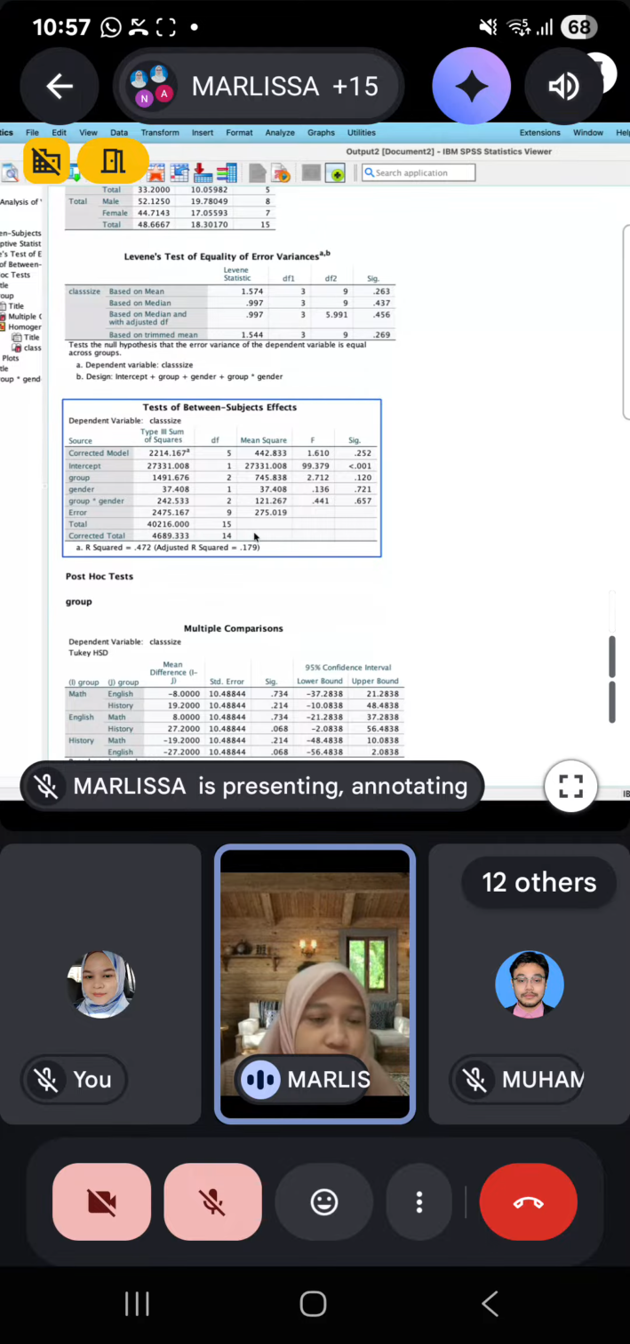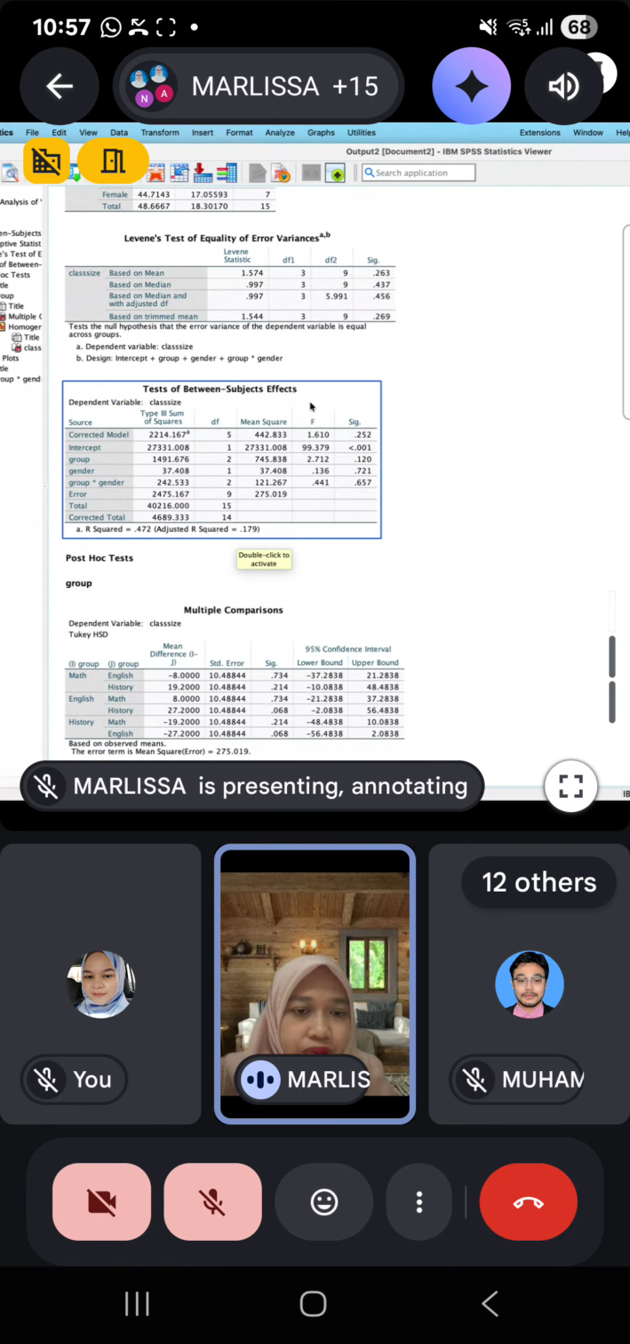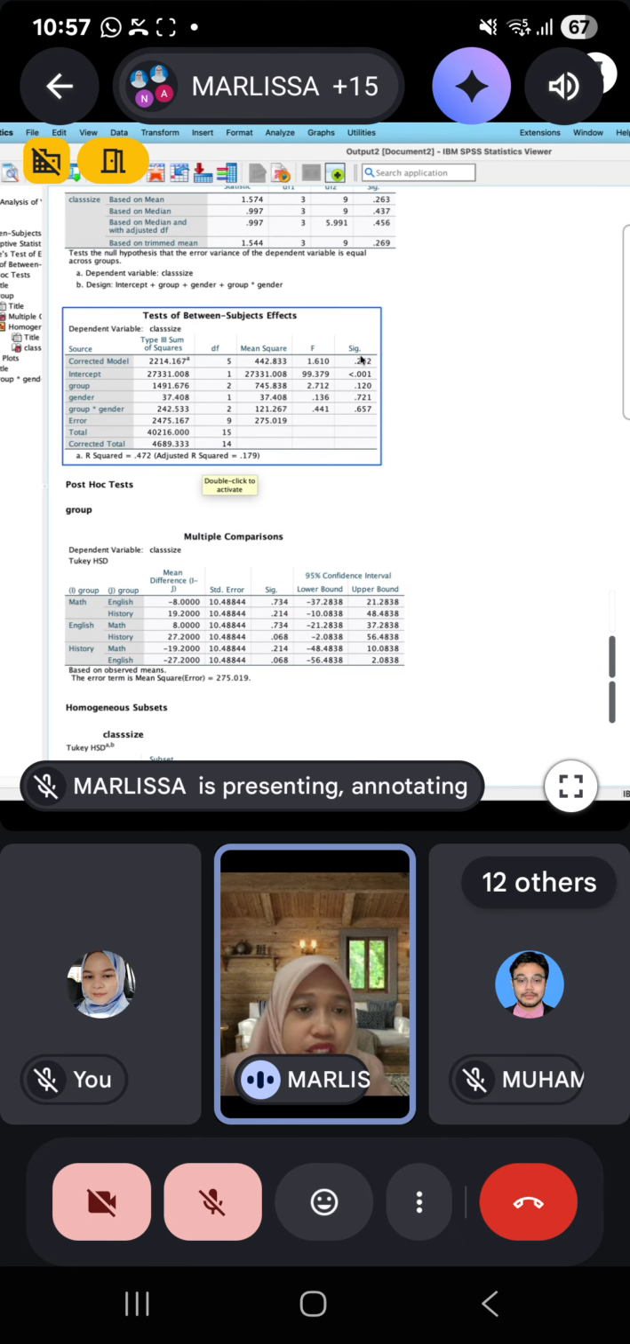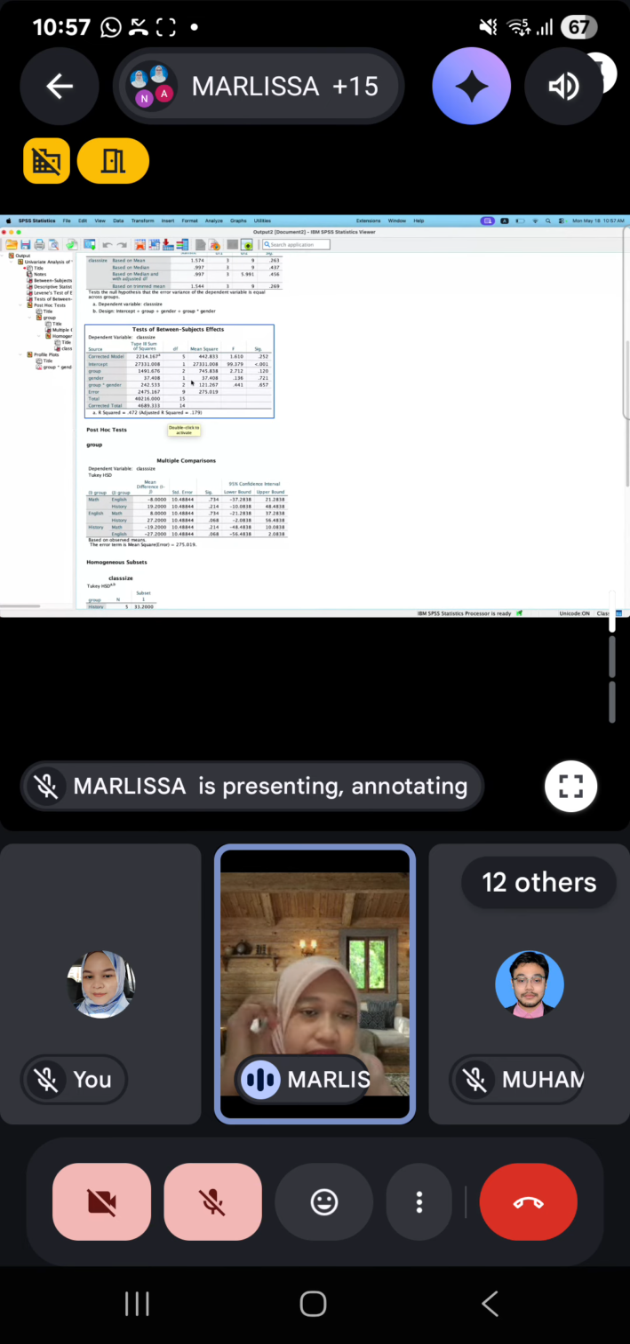Okay. So if we look at here, the group versus gender, the interaction effect, the significant value is also more than 0.05, showing that there is no significant difference. Okay, so if you can see here, this is the test of between subjects. And if you can see here, it doesn't show group versus gender and things like that.